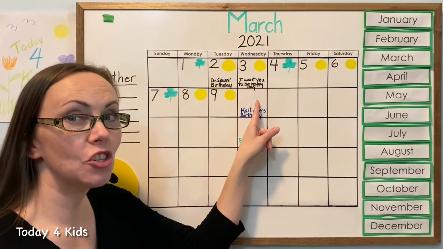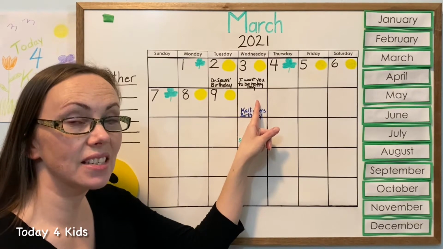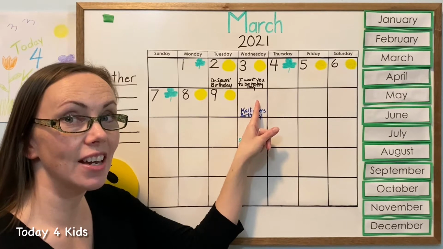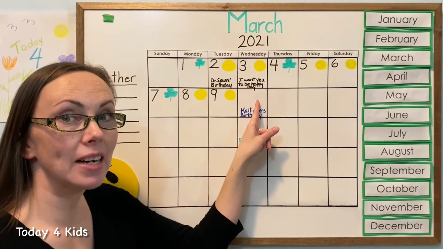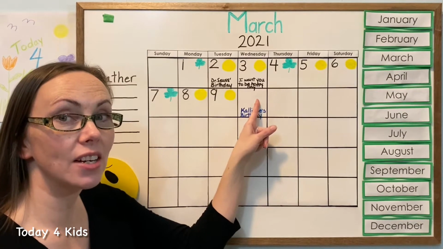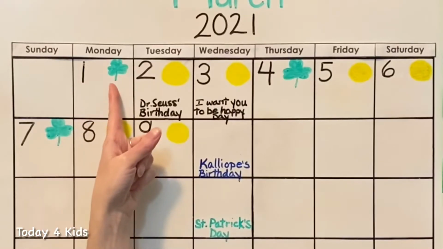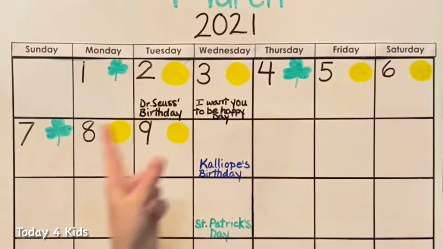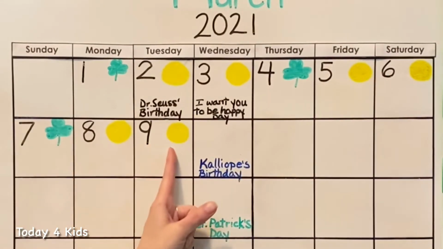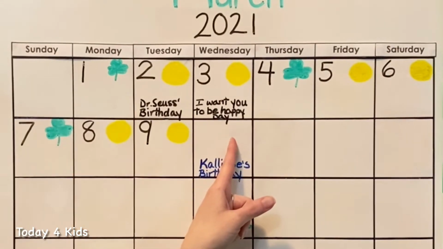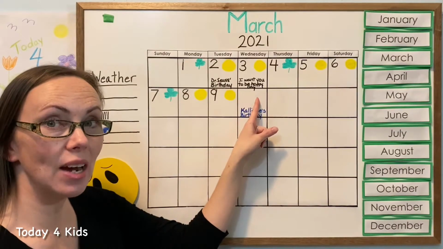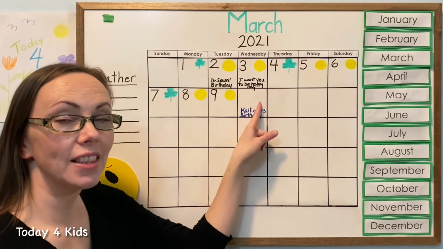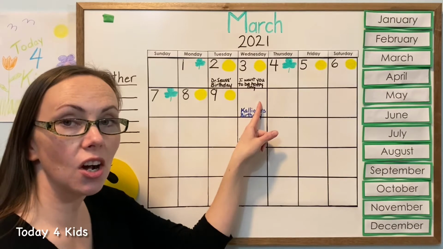What shape do you think is next in our pattern? I hear some great guesses. Let's go back to the beginning and see if we're correct. Are you ready? Green shamrock, yellow circle, green shamrock, yellow circle, green shamrock, yellow circle, green shamrock. Did you guess green shamrock? Wonderful. Let's put our green shamrock on our calendar.